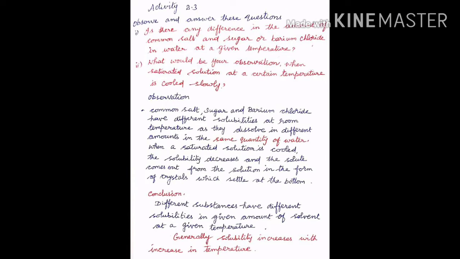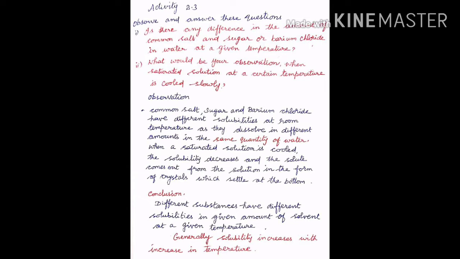Is there any difference in the amount of common salt and sugar or barium chloride dissolved in water at a given temperature? What would be your observation when a saturated solution at a certain temperature is cooled slowly? Observation: common salt, sugar and barium chloride have different solubilities at room temperature, as they dissolve in different amounts in the same quantity of water. When a saturated solution is cooled, the solubility decreases and the solute comes out from the solution in the form of crystals which settle at the bottom.